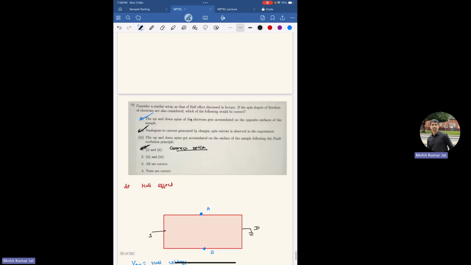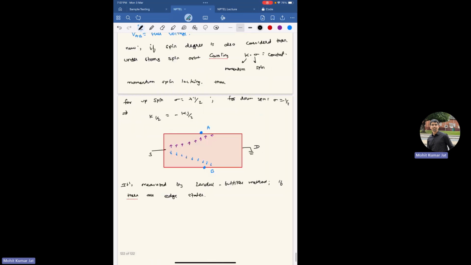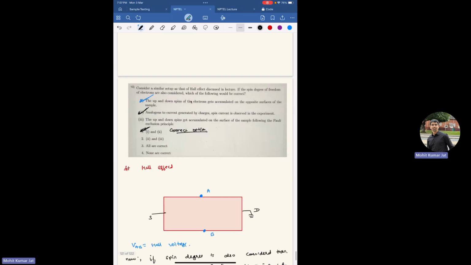Now moving on to the last problem. Consider a similar set up as that of the quantum Hall effect discussed in the lecture, where spin degree is allowed. If you allow spin momentum locking, the upward and the downward spin will move in the opposite direction, as we have seen. That's true. Analogous to the current generated by charge, spin current is observed in the experiment. Yes, this is true. If there is a non-zero spin Chern number, then one can observe it by the Landauer-Büttiker experiment.